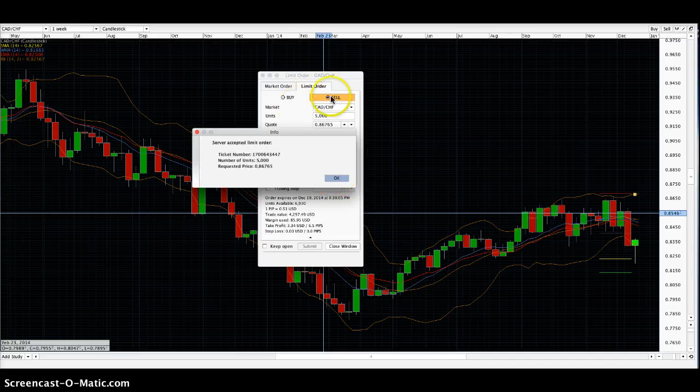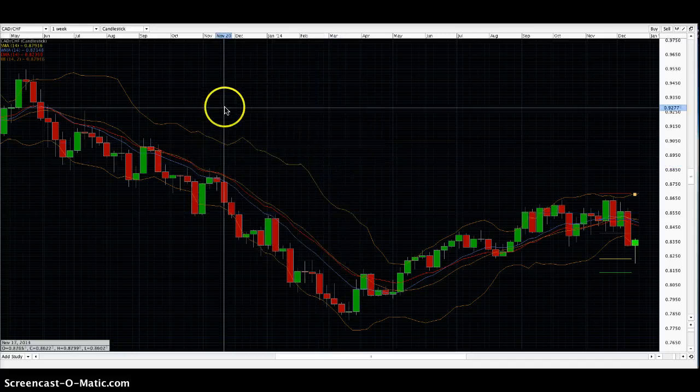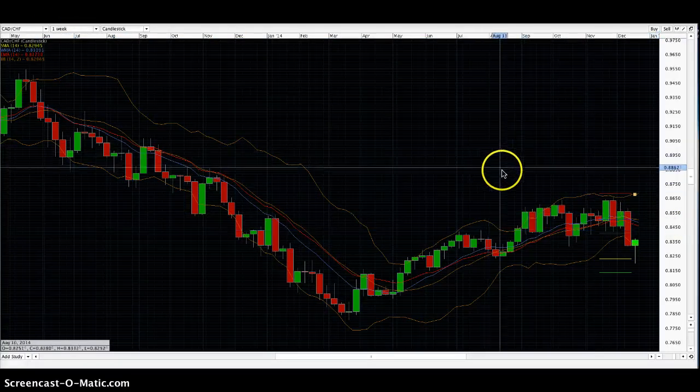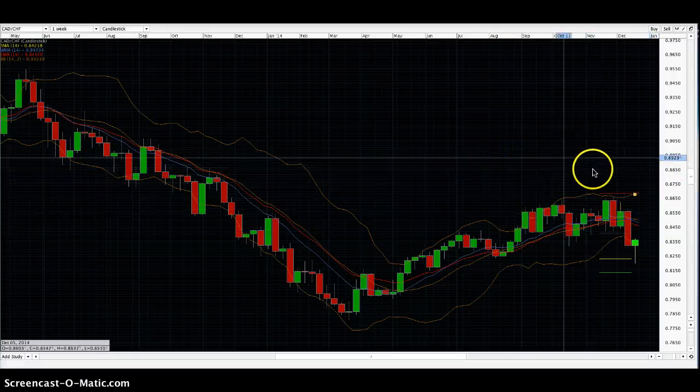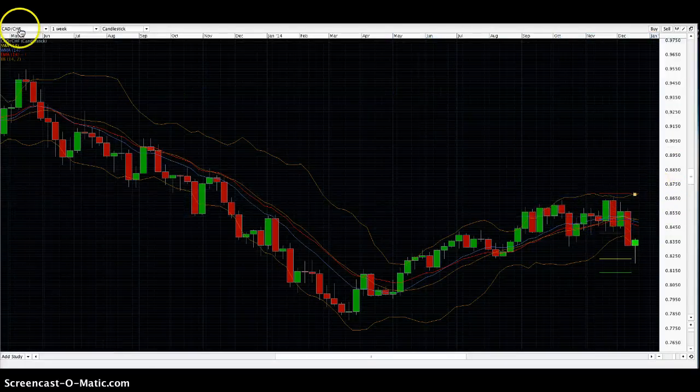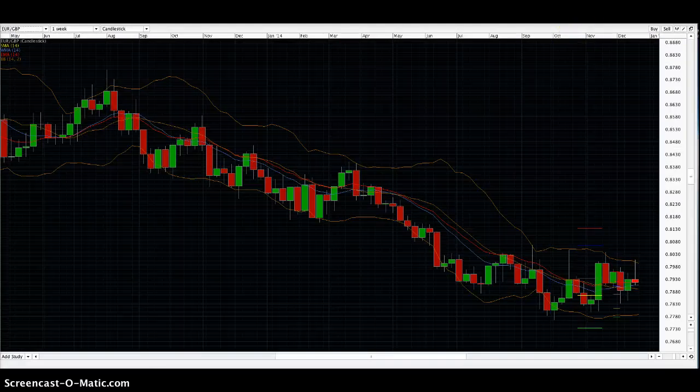I have these already automated to the amount of 5,000 units there, or 5 lots. Or micro lots rather. Actually, a lot is 100,000 units. So I have a limit sell set up there. So I'm going to move on now to the Euro British Pound.